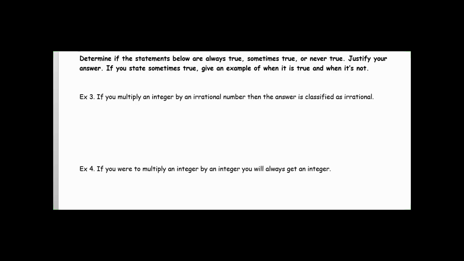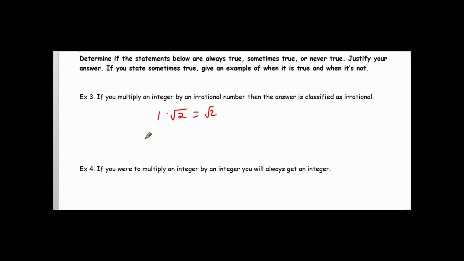Alright, in this section we got to determine if the statements below are always true, sometimes true, or never true. And we got to justify our answer. Alright, so if you multiply an integer by an irrational number, then the answer is classified as irrational. Okay, so let's see if that's always true or not. So first things first, try one. Let's try 3 times an irrational number, so the square root of 2. Now, if you're not so sure, you can always try that in your calculator, or here, even easier, an integer. 1's an integer, right? 1 times the square root of 2 is the square root of 2. So it's definitely at least sometimes true, because an integer times an irrational number is irrational.